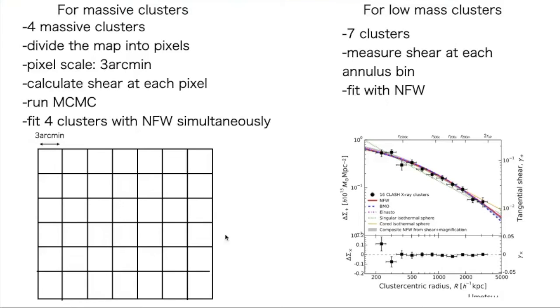If we use this method, we can trace the substructures. But if we take an ensemble average in each annulus bin, then the substructures disappear. So in order to trace the substructures in clusters, we use this method for massive clusters. There are 4 massive clusters, and we use this method for those 4.